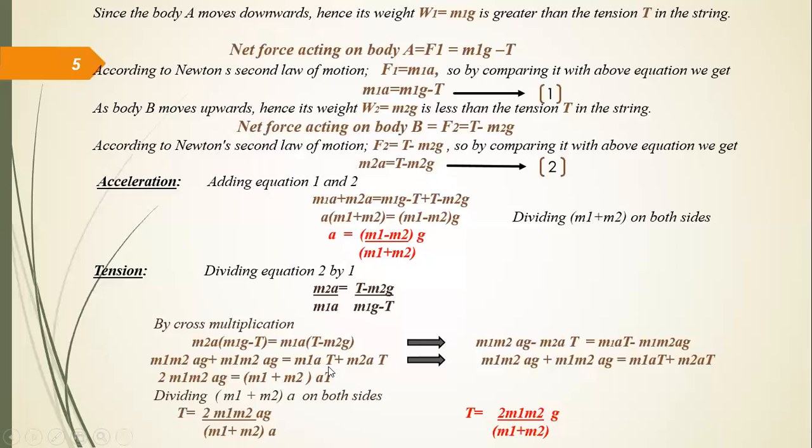As we have to find the value of tension, we will divide by acceleration and m1 plus m2 on both sides. By dividing, we will get the final expression for tension. This is the final expression for the tension. So by that calculation, we have found the expression for acceleration and tension for the vertical motion of the bodies attached to the end of the string that passes over the frictionless pulley.